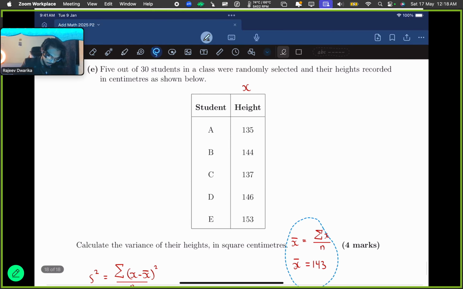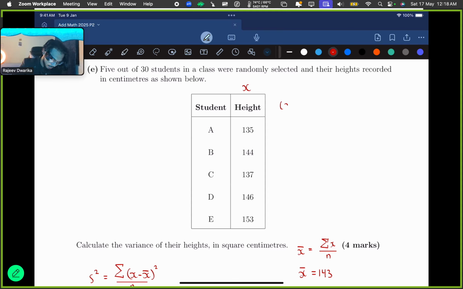So let me do that fast. To find this, I go and find x minus x bar squared one time and done, right? So that's gonna be 135 minus 143 squared, as minus 8 squared. 144 minus 143, 1 squared. 137 minus 143, minus 6 squared, 36. Oh, yes. I mental maths done. That's it for me at mental maths.